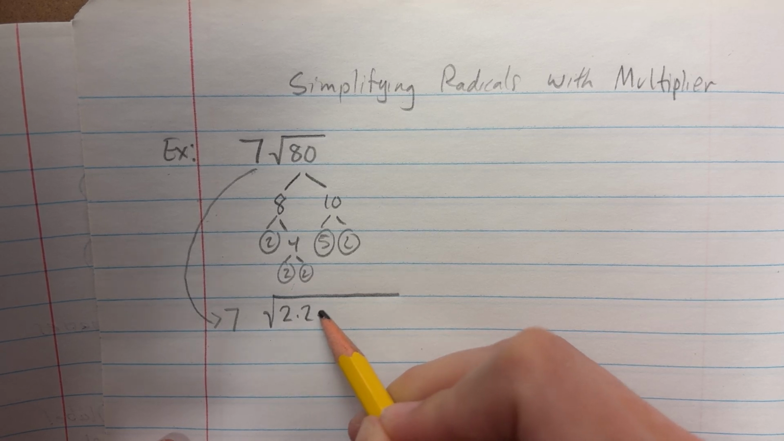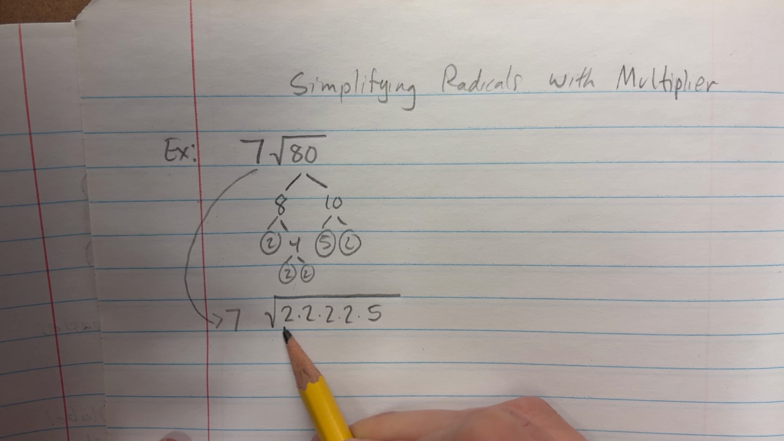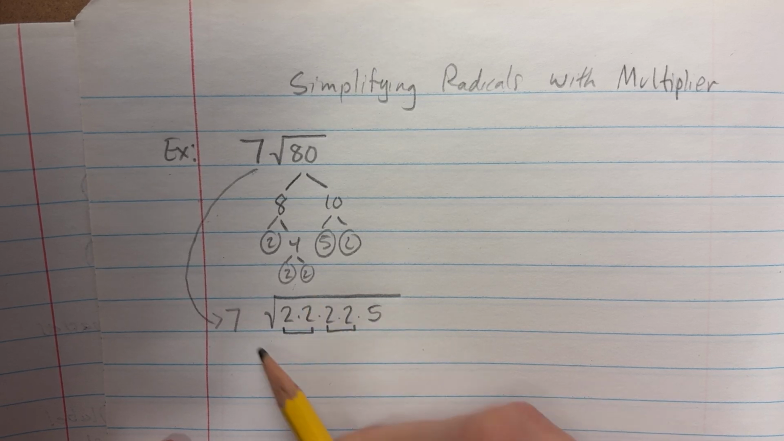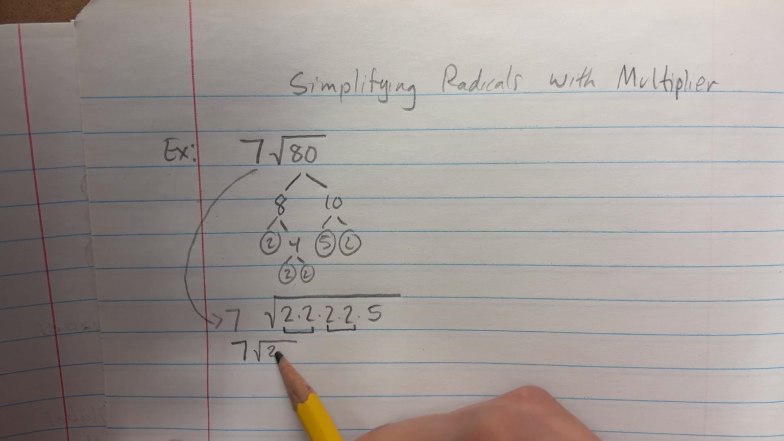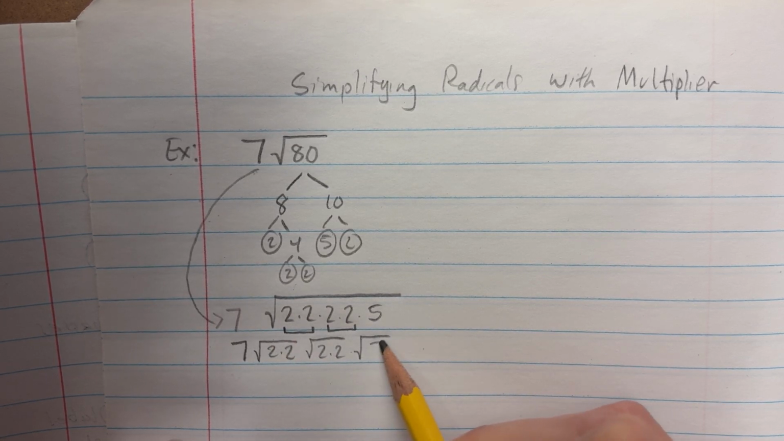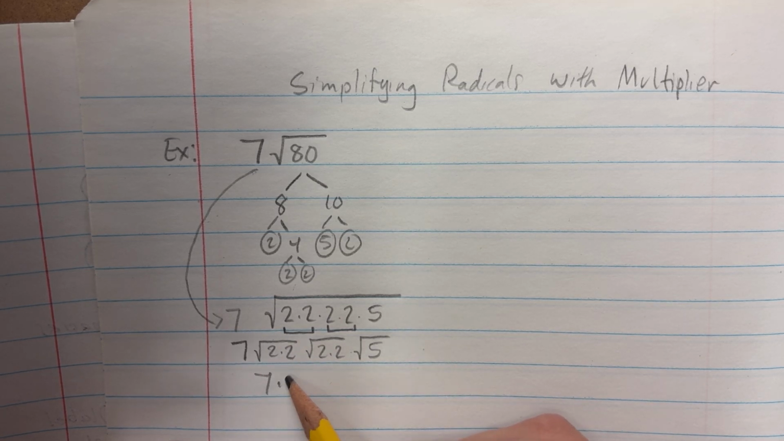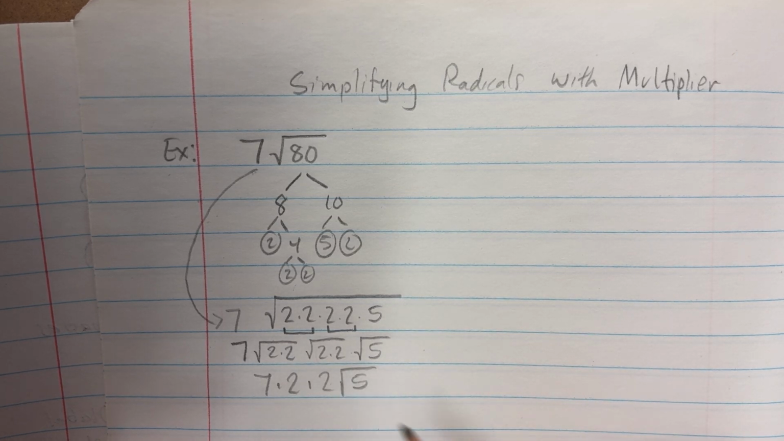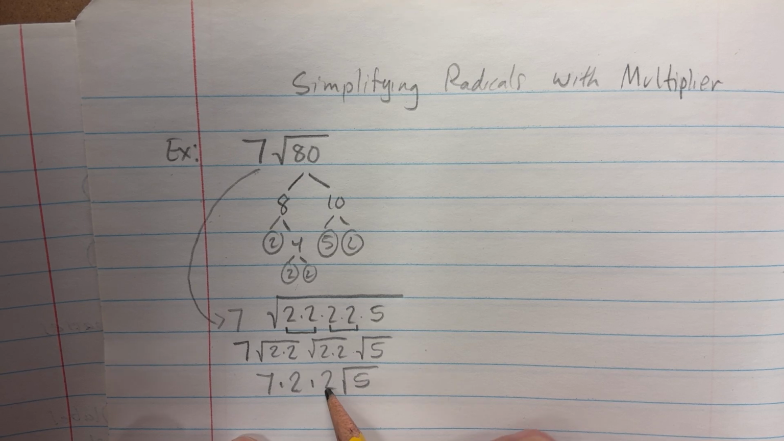So now I have my doubles. Remember, my doubles are going to end up going to the outside. So I'm going to bring down the 7. This is my double, double, and single. And remember, 2 times 2 is 4, and the square root of 4 is 2. So this becomes 7 times 2 times another 2 root 5. I'm going to multiply this all together on the outside. So 7 times 2 is 14, times another 2 is 28.